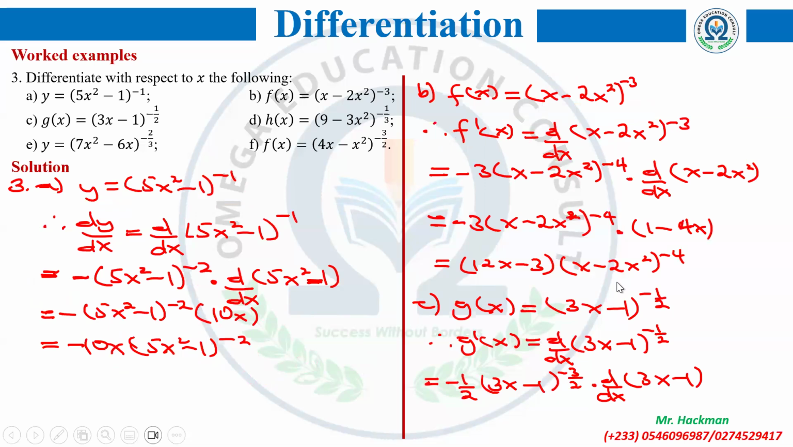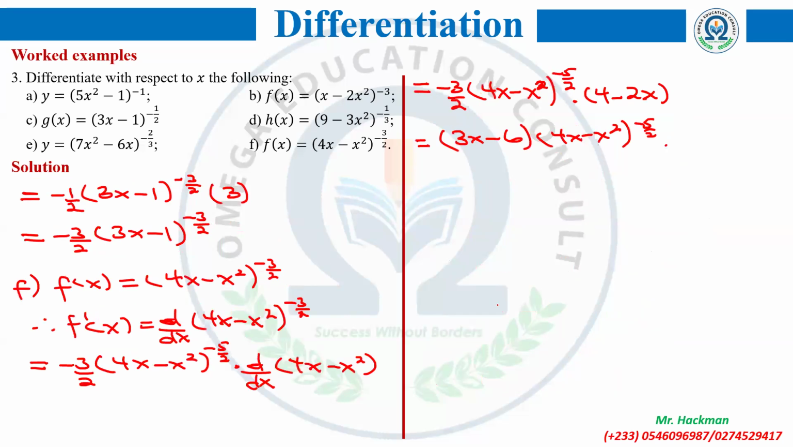Okay, all right. So those of you who have it, I guess you can give me. Even if it's this one, it's simple. So it will be 12x minus 3 all over x minus 2x squared all to the power 4. You get it? Or should I still write it? Yes, please. Okay, no problem.